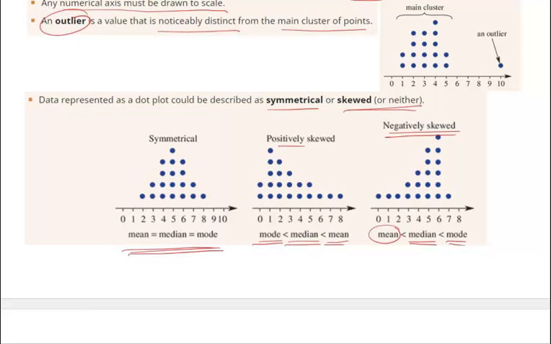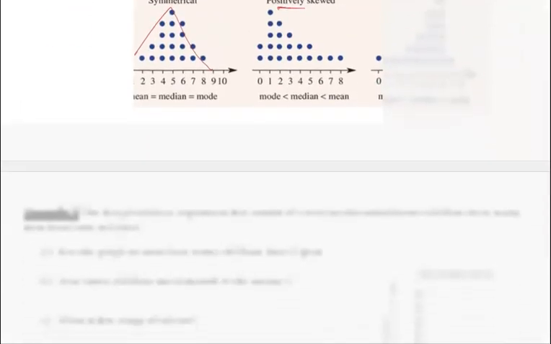So you can see when something is skewed. I mean, the word skewed is more important than positive or negative at this point. Symmetrical, but skewed, it's going to slosh one way or the other. So let's look at some examples.